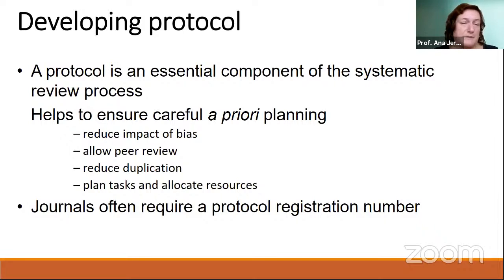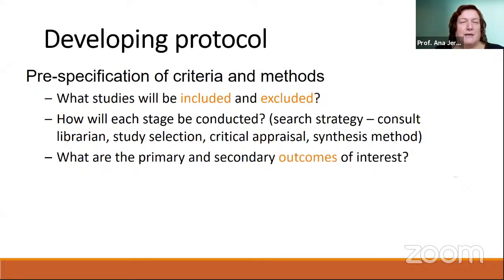systematic review development. We also need a protocol to reduce duplication. If somebody else is developing a systematic review, we need to bypass that. We need to allow preview, and we also plan tasks and allocate resources with the protocol so that we know that we have enough people on the board.